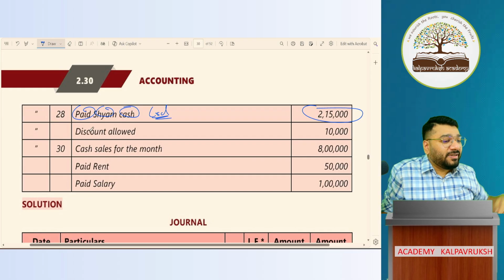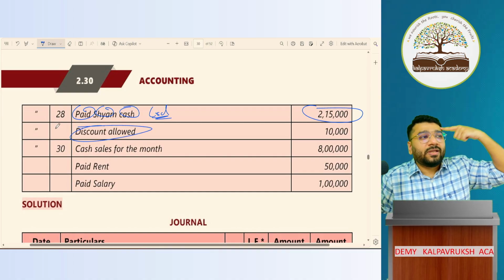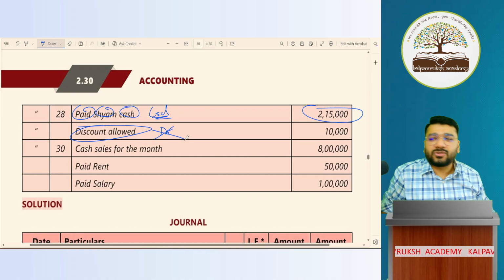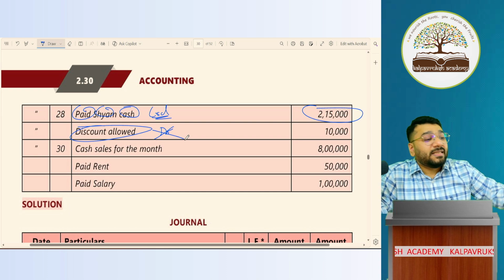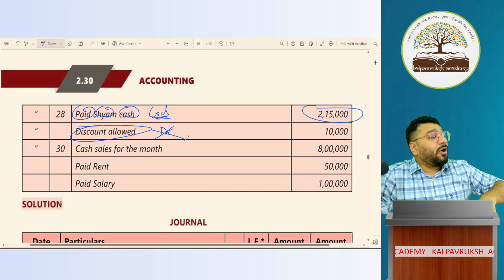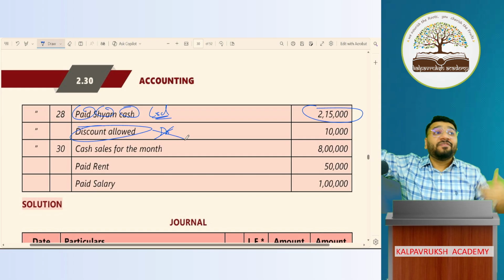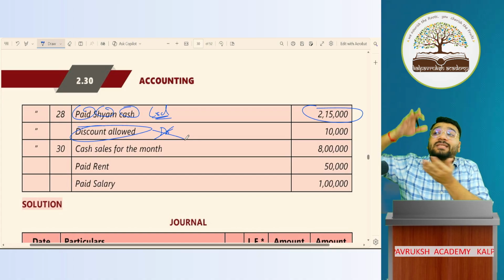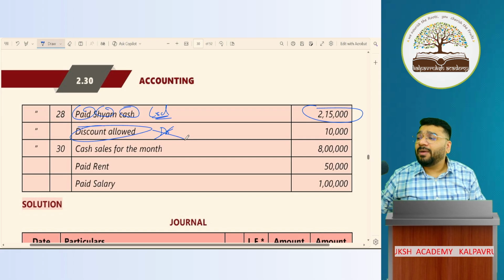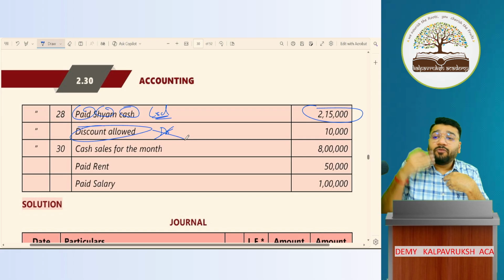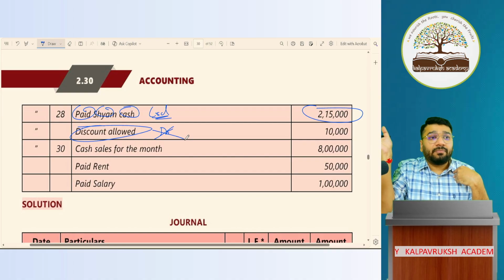They've scammed you: discount allowed. The moment you see discount allowed, what did you write? What did we learn in class? Debit, debit, debit. If you put debit income, you're screwed. Discount is allowed by whom, to whom? Sham is allowing discount. We are receiving discount. Why is Sham allowing discount? Who has to give payment to whom? The business has to give payment to Sham.